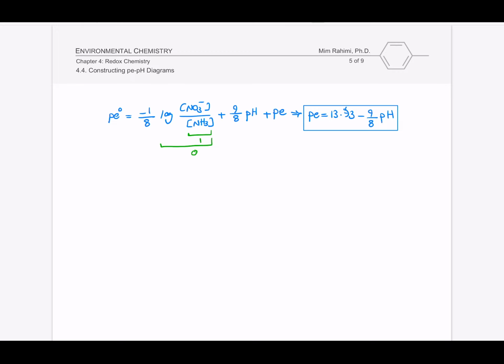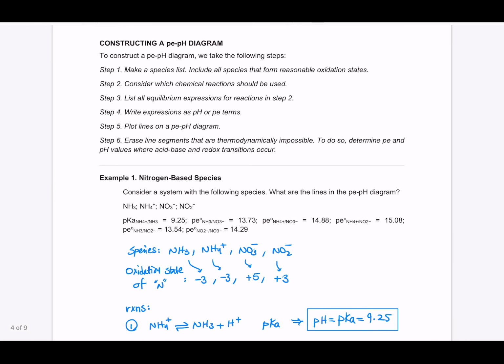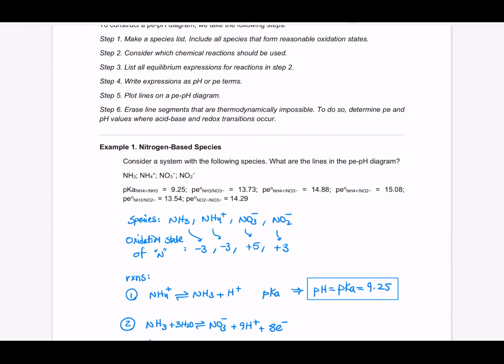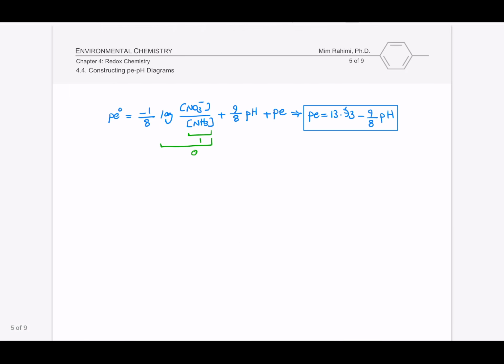So we continue with the rest of the redox reactions. The next one that is given, let's just keep the order. It would be ammonia and nitrate, then ammonium and nitrate, and so on. So the third one would be ammonium and nitrate. Again, balancing this reaction would be something like this.